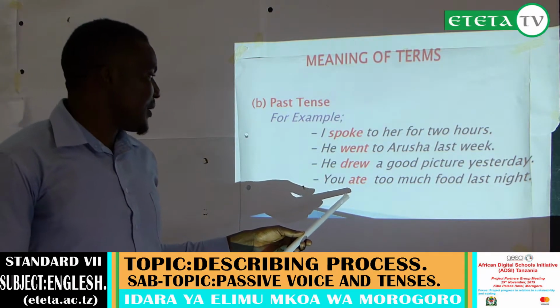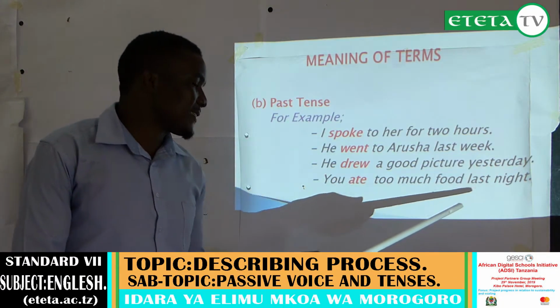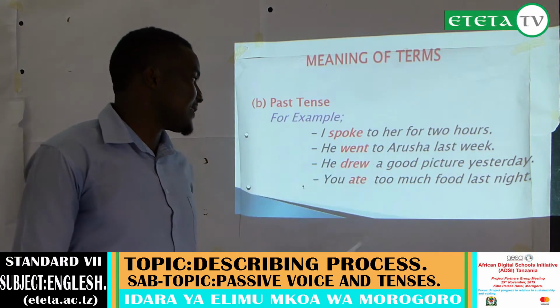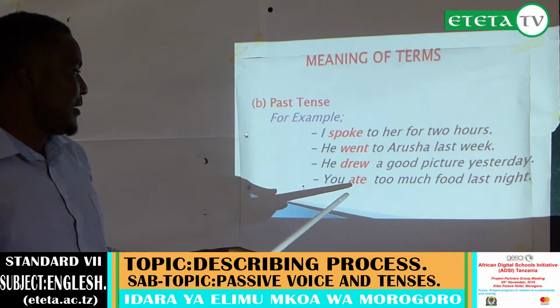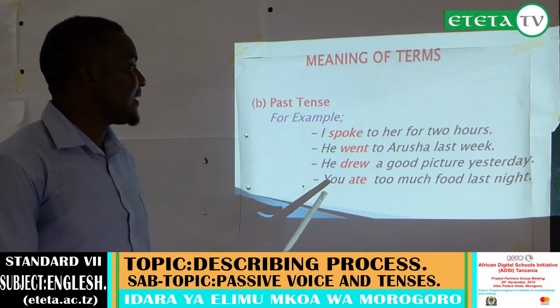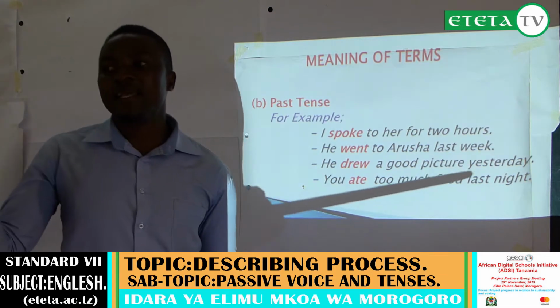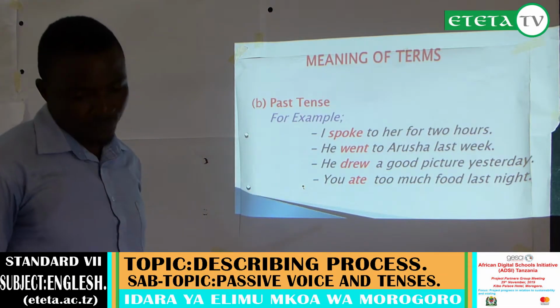Then the last is: You ate too much food last night. And then we have the verb ate. The verb ate indicates that the action took place in the past time.